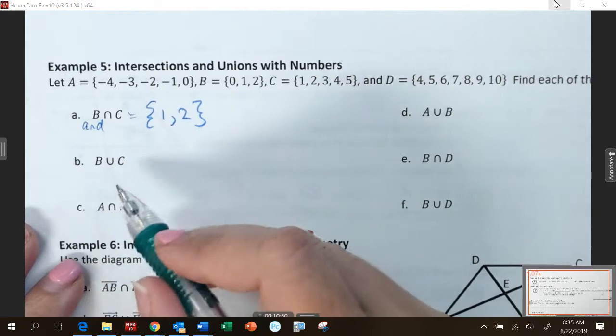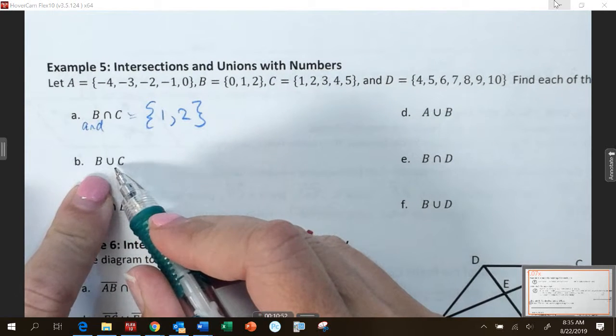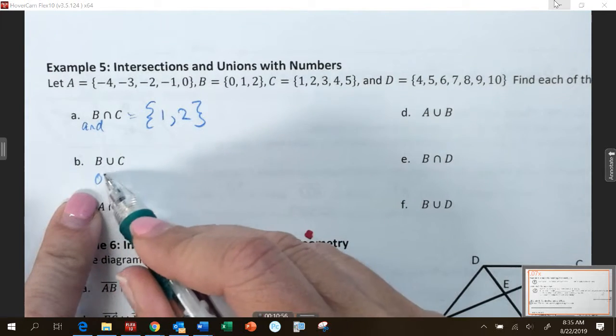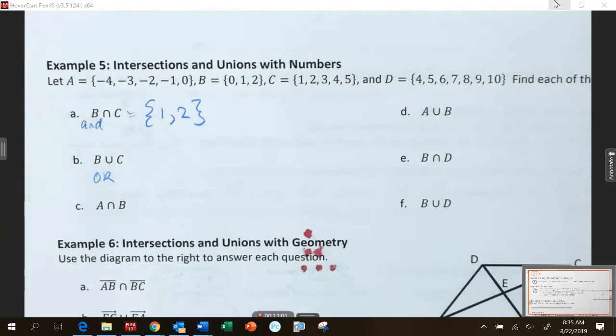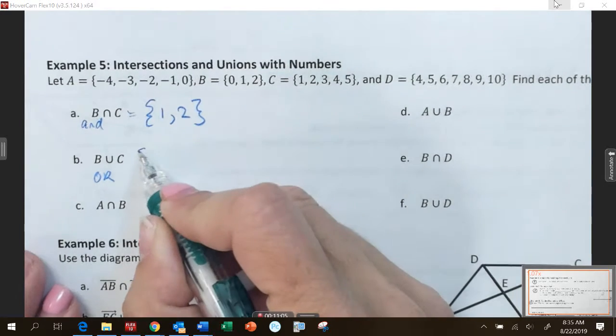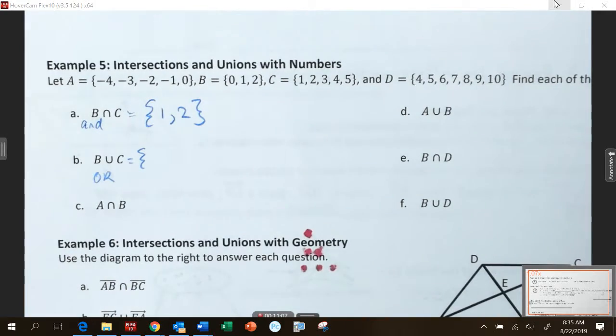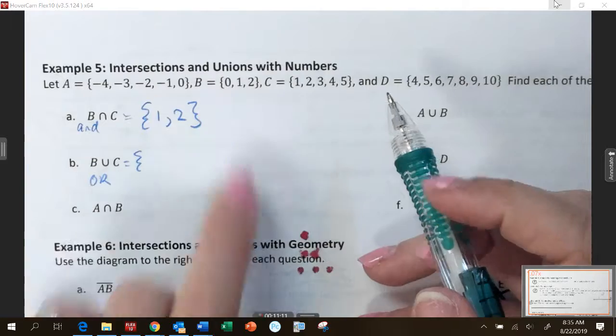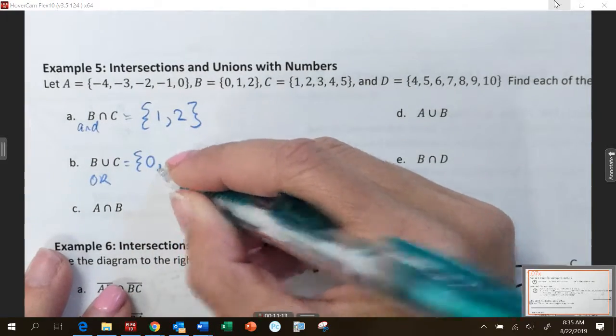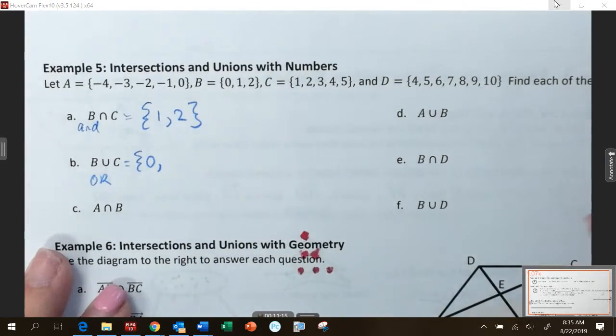Question B says B, and then that's which symbol? It's the union, which means "or." So that means we put together everything in B and everything in C. So let's look at B and C. What numbers should be in our new set of the union of B and C? 0. Then what? 1.